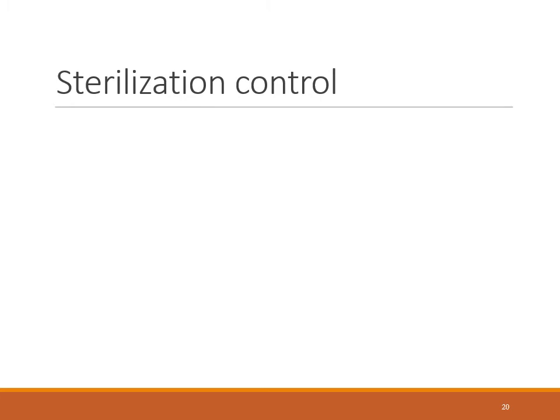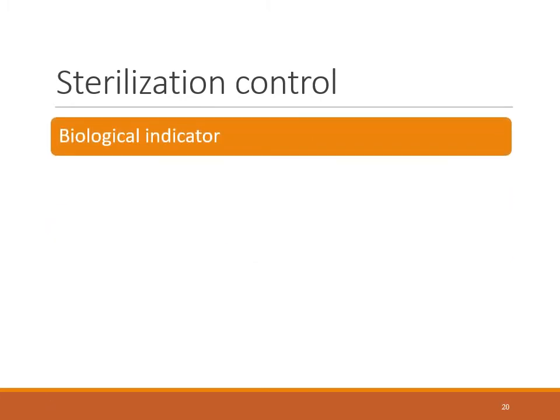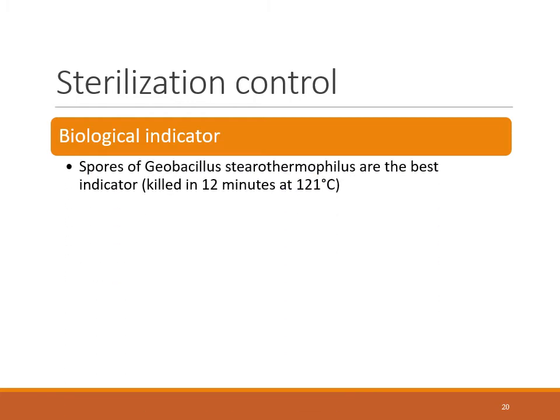Then the sterilization control. The effectiveness of sterilization achieved by the steam sterilizer can be monitored, first, by a biological indicator, where we use the spores of Geobacillus stearothermophilus. These are the best indicator. The spores are killed in 12 minutes at 121 degrees Celsius.